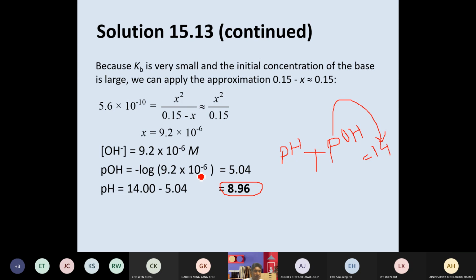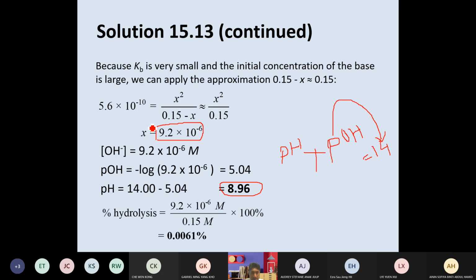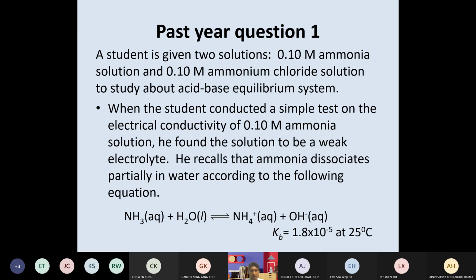But the question is whether our approximation was valid. X is 9.2 times 10 negative 6, whether it is valid. So what we should do is divide by the initial concentration 0.15, times 100%, and it is 0.0061. So it is even much less than 1, so it is quite okay, it's good. If it was more than 5%, we should do the quadratic equation from there.